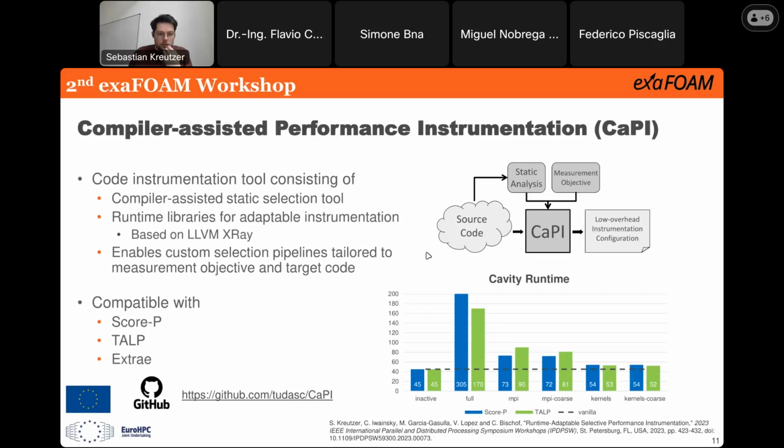So to illustrate how this works, I have a little graphic here on the right. So you start with the source code, you run some static analysis on the code to get a whole program call graph, and then you take information about what the user wants to measure and put that into our tool, and the tool will then produce a hopefully low overhead instrumentation configuration that can be used to run the profiling.